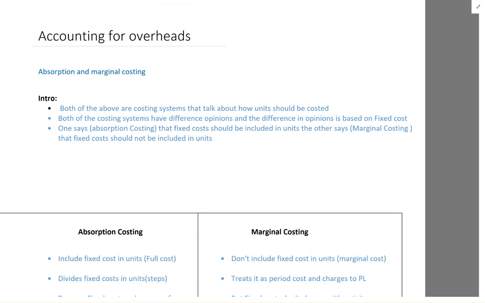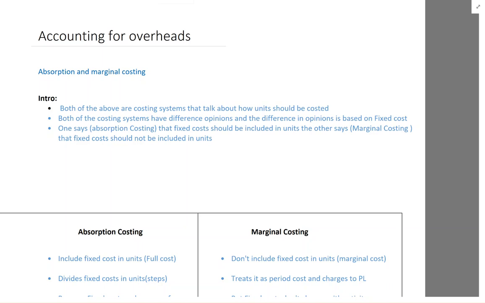But the problem is with fixed overheads, fixed cost. Should we include fixed costs in units or not? Should we include the cost of rent, the cost of supervisor, the cost of manager in our units or not? There are actually two concepts, two opinions. One opinion is that fixed costs should be included in units, and another opinion is fixed costs should not be included in units. The opinion that says fixed costs should be included in units is called absorption costing system.